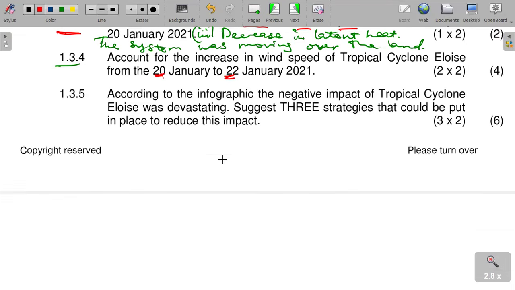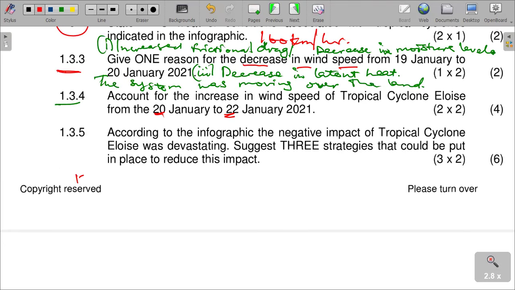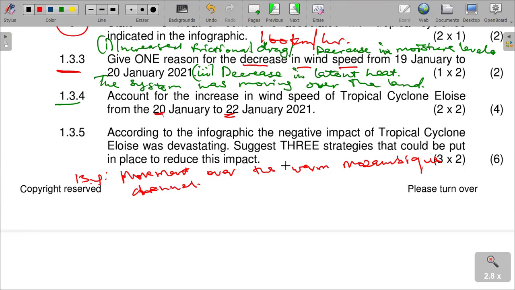I can write this question below just to make the answers clear. 1.3.4, the increase in speed. What can cause the increase in speed? One, we can talk about movement over the whole Mozambique channel. The cyclone was moving over the Mozambique channel, which can be the reason why there was an increase in speed. It might have increased speed because it moved over the whole Mozambican channel.